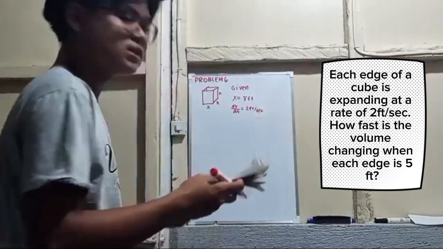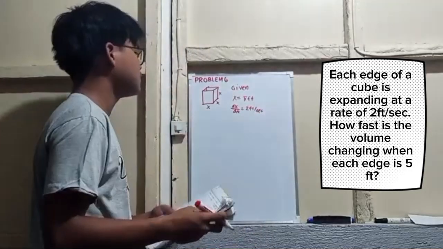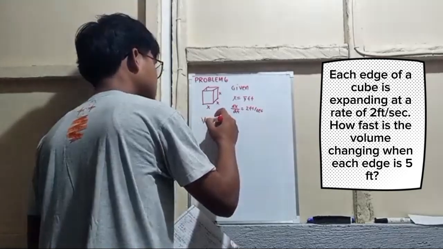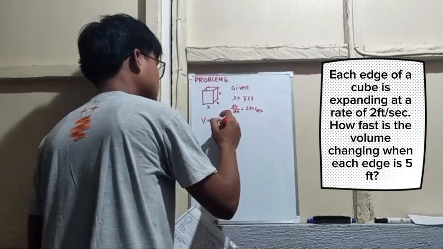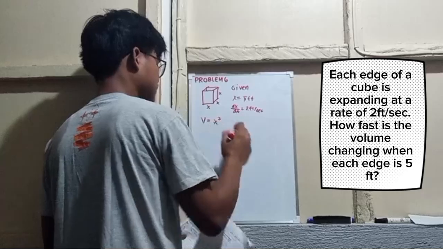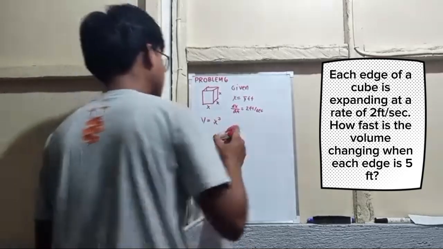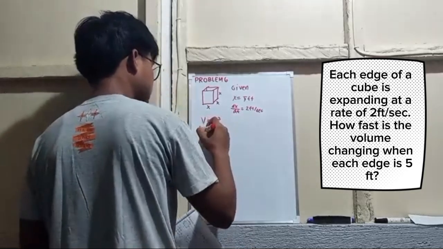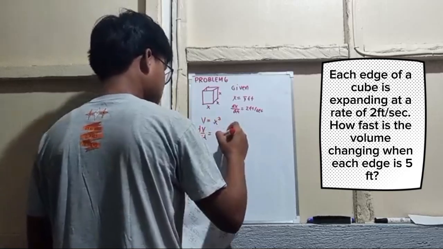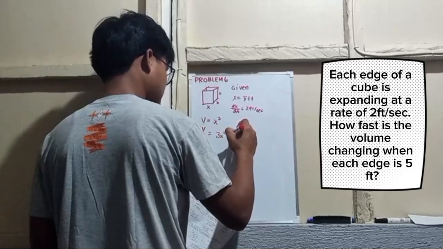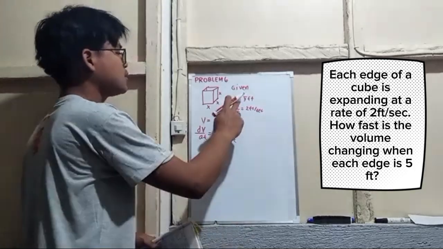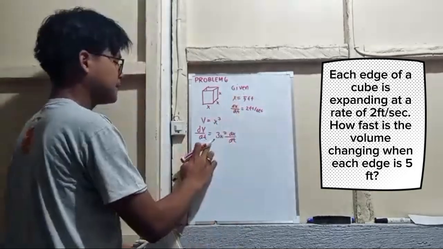So first, we all know that the formula for the volume of a cube is V equals s cubed, or x cubed. So differentiate both sides. dV over dt is equal to 3x squared times dx over dt. Then substitute the given in the formula.